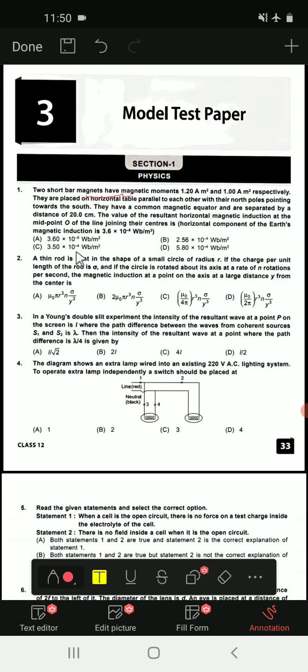These are the four options given, and the correct answer is option B.